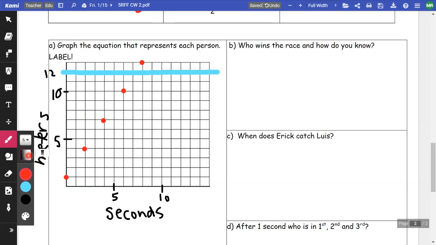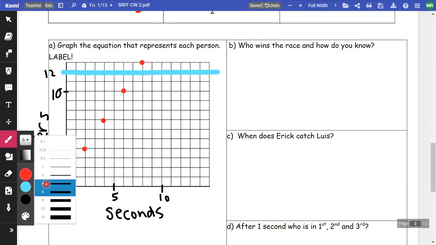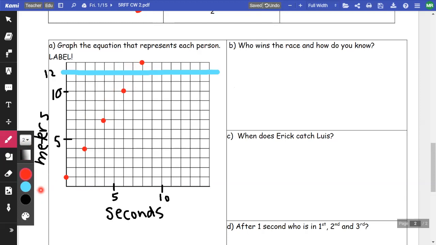Okay, now I'm going to draw it in. Hold on a second, I'm struggling here. Make this thinner. Okay, and I'm going to put E for Eric, so I remember that that's Eric.